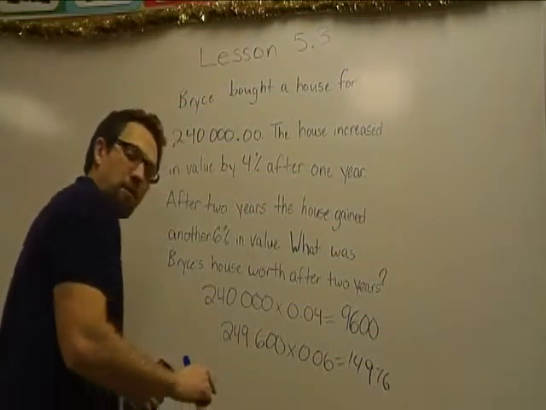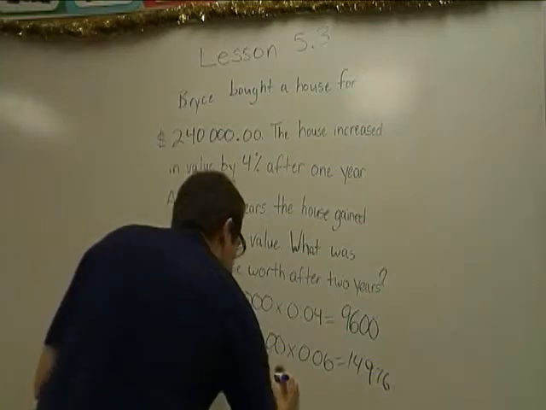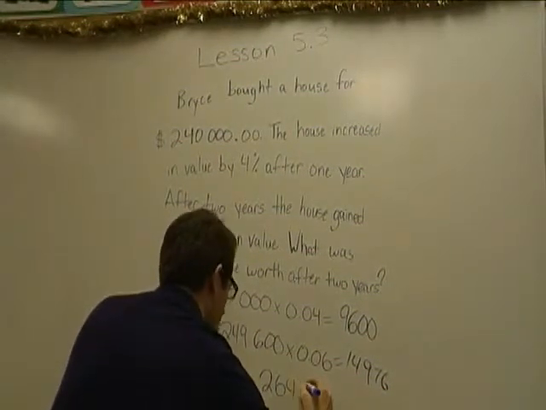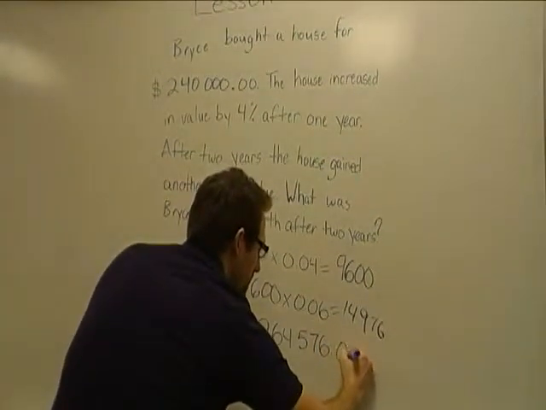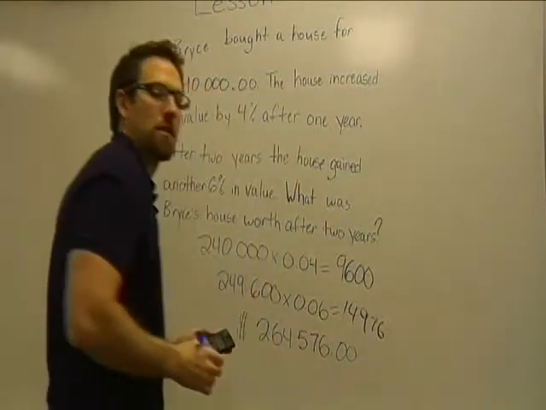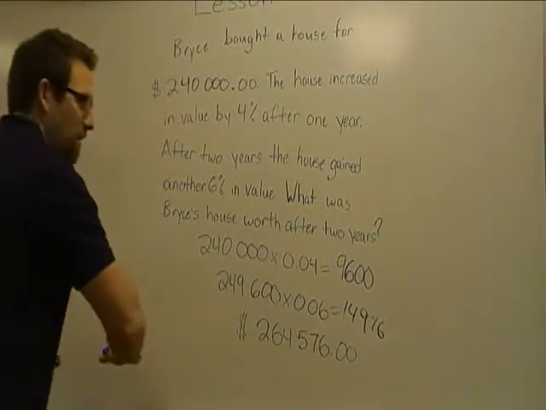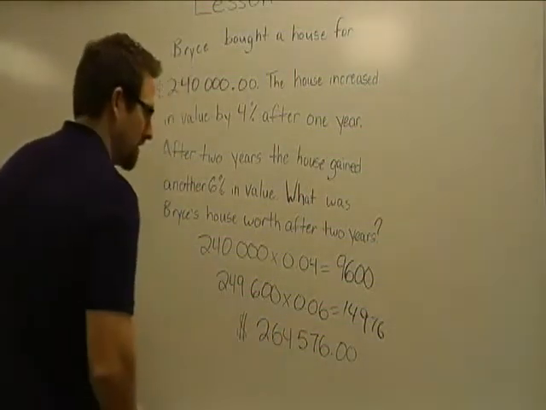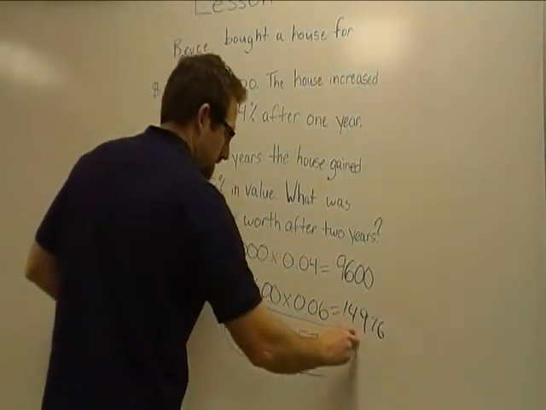So now we need to add our total after the first year plus our increase in the second year. Okay? And you'll get your total of what it was worth at the end of the 2 years, and that is, okay, $264,576. And remember, you're going to want to answer that in a sentence, so you could say something like, after 2 years, the house's value was $264,576. That is your answer.